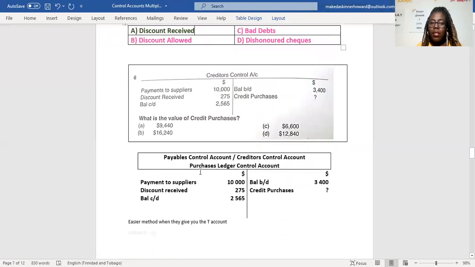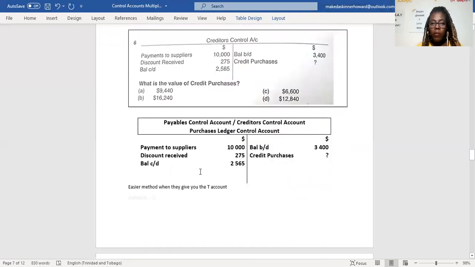Number 6, similar to what we have been doing before. And this would come a lot. So make sure you get comfortable with it. Make sure you know how to find each particular element in the control account, because they can ask you to find anyone. They can ask you to find the discount received. They can ask you to find the payments to suppliers. Just use the same principle.